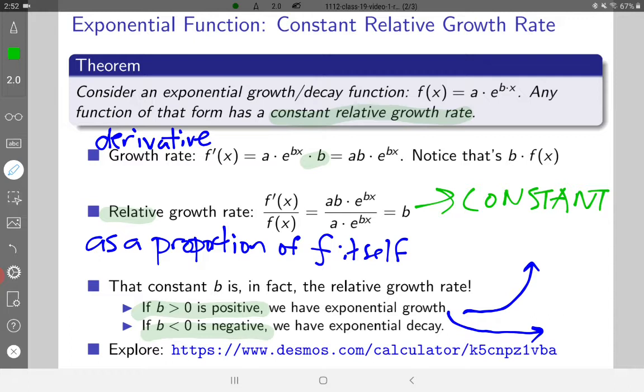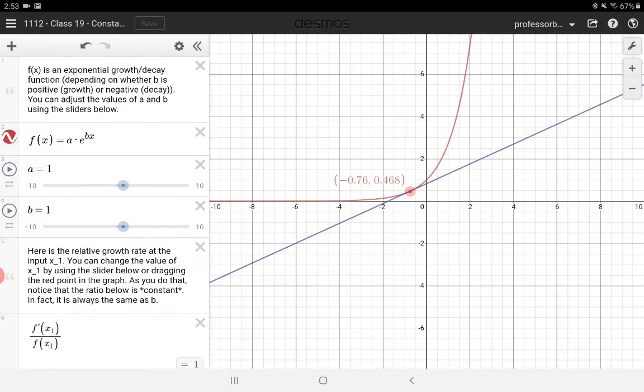So by growth rate, I mean the derivative. By relative growth rate, I mean as a proportion compared to the original function f itself. And by constant, I mean that it turns out to be a specific number. Let's explore some graphs to see what I mean by that. You can pause the video and visit this Desmos URL down at the bottom. I will open up the Desmos graph on my tablet here.